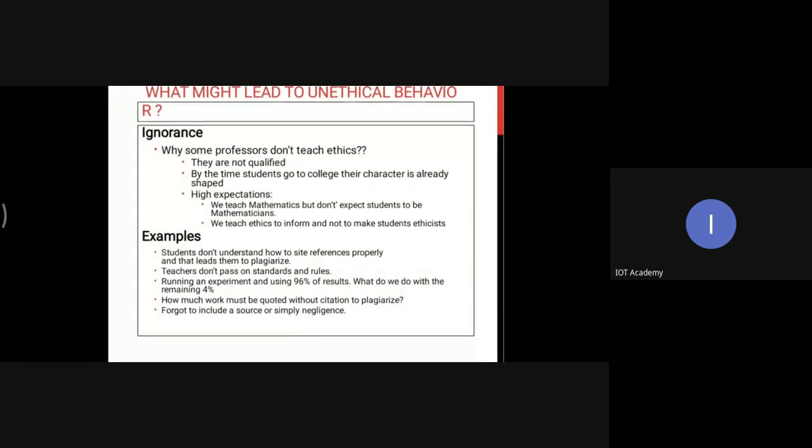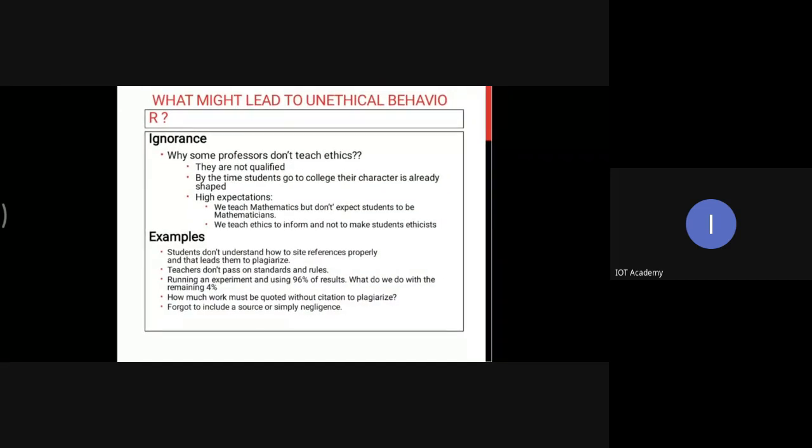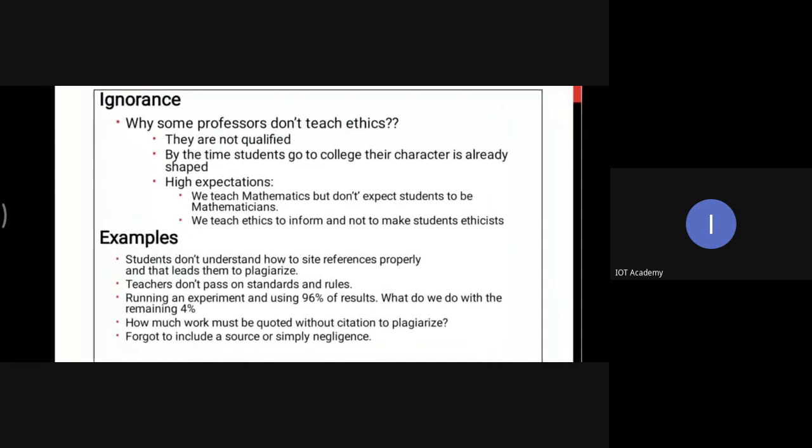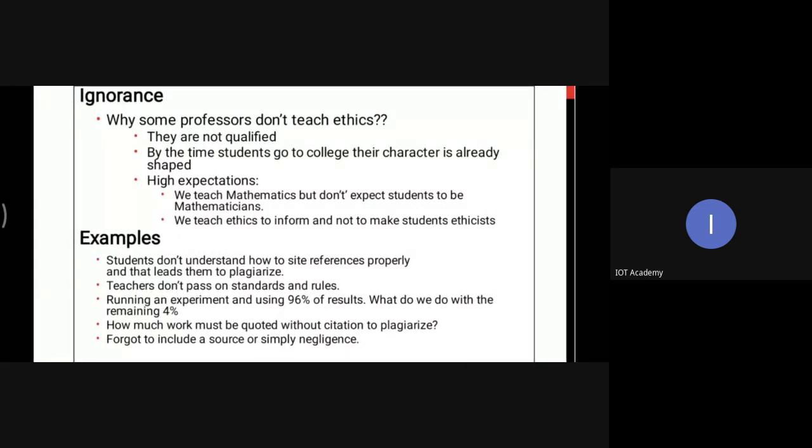Then, why is it that unethical behavior is there? It can be because of the ignorance of the researcher. You were not aware. You just copied a picture and you're not aware. You just forgot to give the reference, as I was just quoting in the example earlier also. So that way, ignorance can be one of the causes of your misconduct.